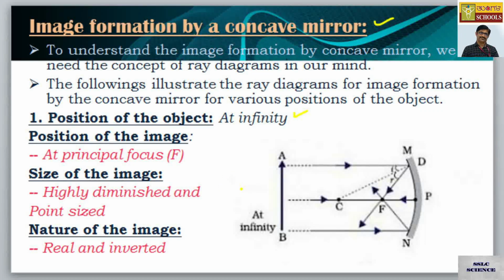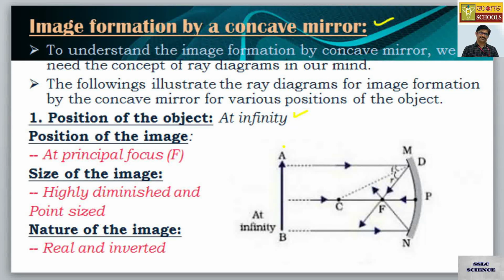So when you place the object at infinity, before going to the position of the object, dear students, you must learn how to draw those ray diagrams. As I already mentioned, please follow those step by step. First you need to draw the mirror M and N and place the points such as pole, principal focus, center of curvature along with the rays. Okay, they are very much important. So let us imagine you kept the object AB at infinity.